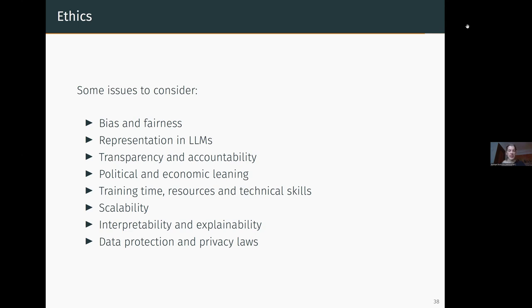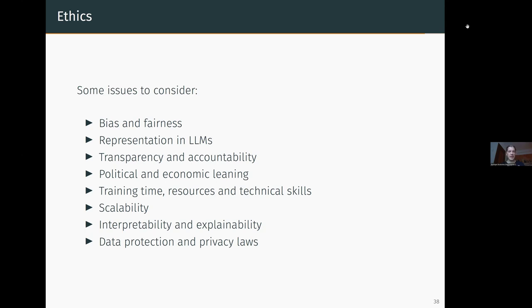Also there's political and economic leaning. That's quite obvious. It comes with the biases that are in society; they're basically put in, which is a trouble if you, as a political scientist, for example, want to measure something. You don't only have the political bias that comes in your data, but also the one that's inherent to the model. Then also you need lots of training time. These things need to run somewhere on a big computer, and you kind of need some technical skills.